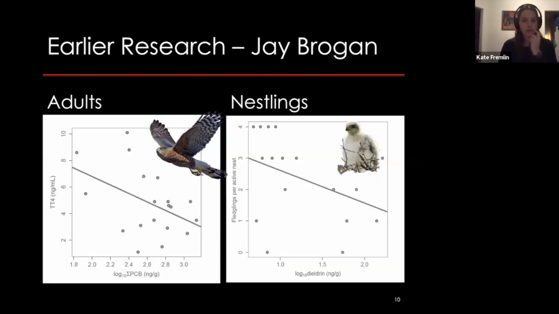And so just to show you a little bit of his data here on the left, where I have adults, this is showing the PCB concentrations in the blood of adult Cooper's hawks versus the TT4, or thyroid hormone, in the blood. And we can see that as the concentration of PCBs increased in the blood of adults, your thyroid hormone levels, your very important T4 levels, were going down steadily.